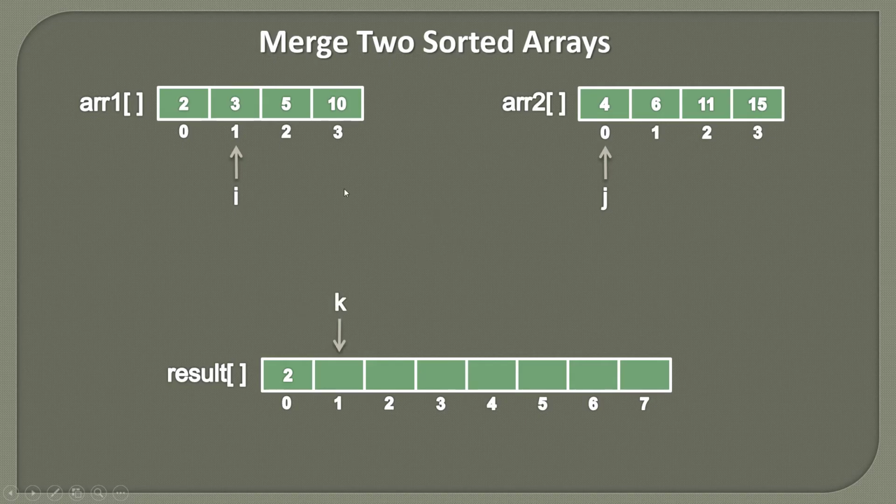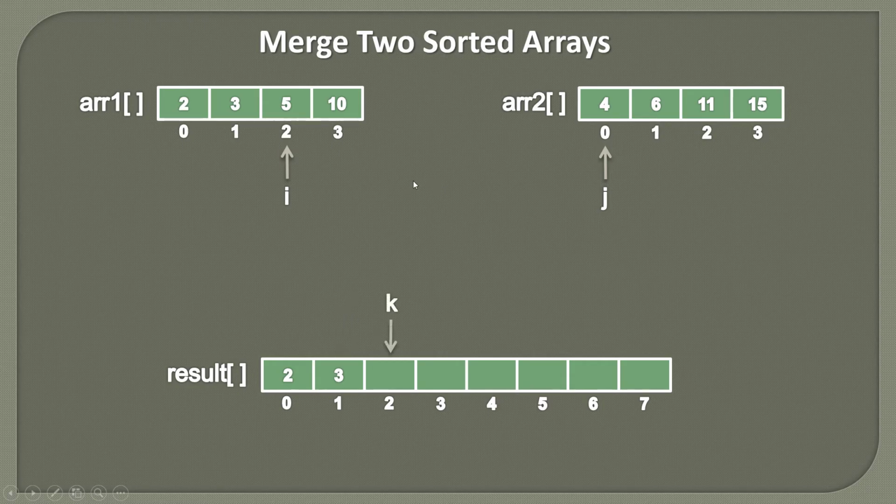So now we'll again compare the value at the ith index with the value at the jth index of both the arrays. So we'll compare now 3 with 4. Here you can see 3 is less than 4. So we simply update the value 3 into this position. And as we have used the value 3, we simply increment i by 1. And we have filled this position, so we increment k also by 1.